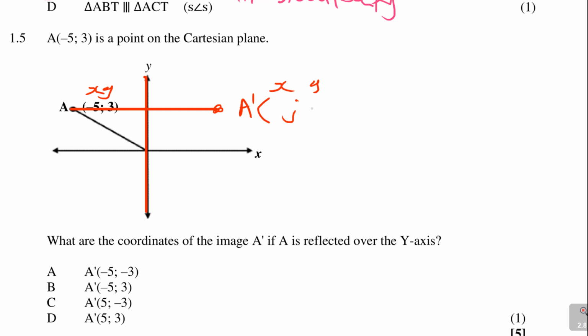Remember, even here you've got X and Y. So what is Y? Y will always remain as 3, but X is changing. It was -5. Look at it. Then it becomes +5. That's what you need to know. So it's 5, 3. Look at the answers there. It's D. A is 5, 3.